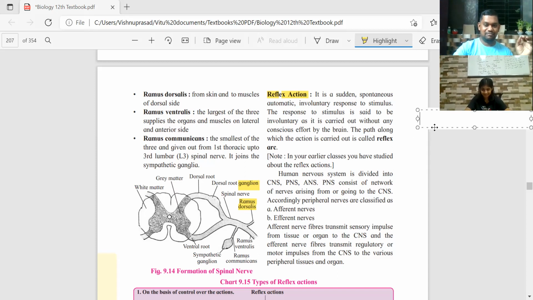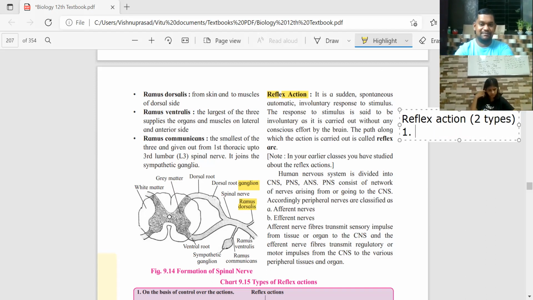When we say reflex action, what is its meaning? It is said to be involuntary because you don't think and do. The path along which the action is carried out is called the reflex arc. What is a reflex arc? We'll come to that. First, when you say reflex action, it is of two types. Can you tell which are the two types of reflex action?